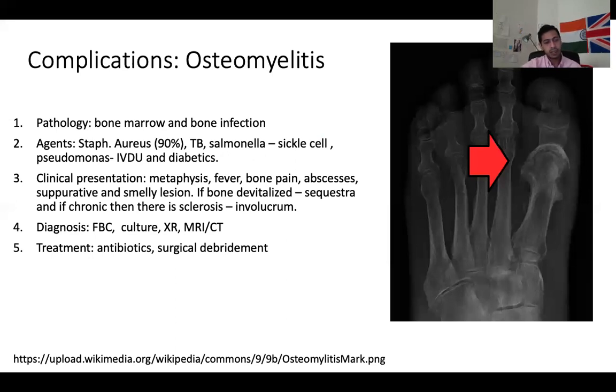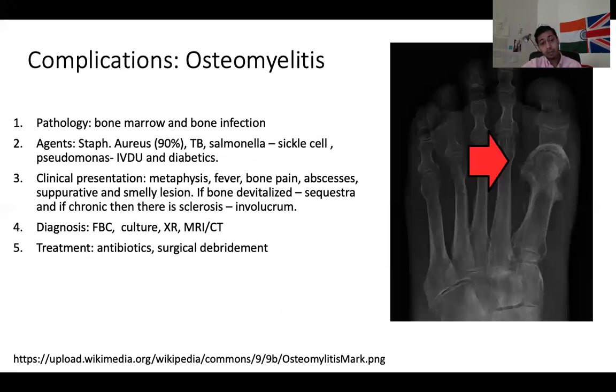Treatment-wise, antibiotics are the mainstay. Most of the time, the patient will be given antibiotics, and there could be some surgical debridement. By debridement, I mean resection or removal of necrotic areas of the bone.